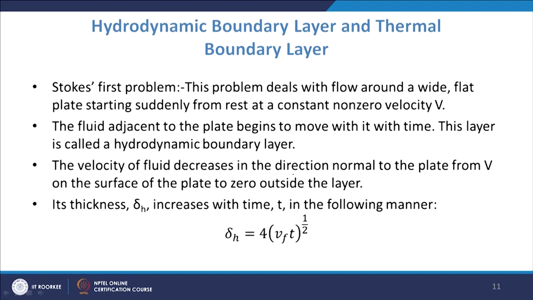Normally, the hydrodynamic boundary layer and thermal boundary layer are described by dealing with Stokes' first problem, where there is flow around a wide flat plate which is suddenly moved from rest to a constant velocity. The fluid adjacent to the plate will then be moving with time. That layer is called the hydrodynamic boundary layer, and the velocity of the fluid decreases in the direction normal to the plate, from V on the surface of the plate to 0 outside that layer. The thickness is found to increase with time by this expression: delta H is 4 times (Vf times t) raised to the power half.